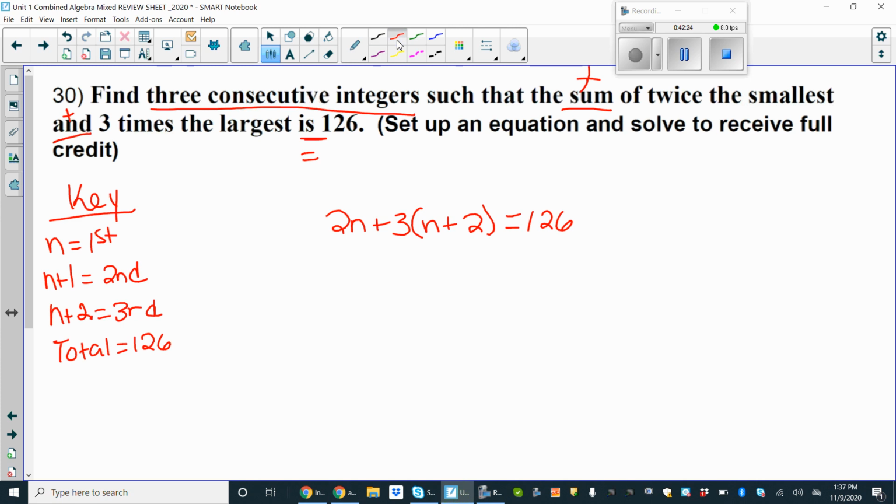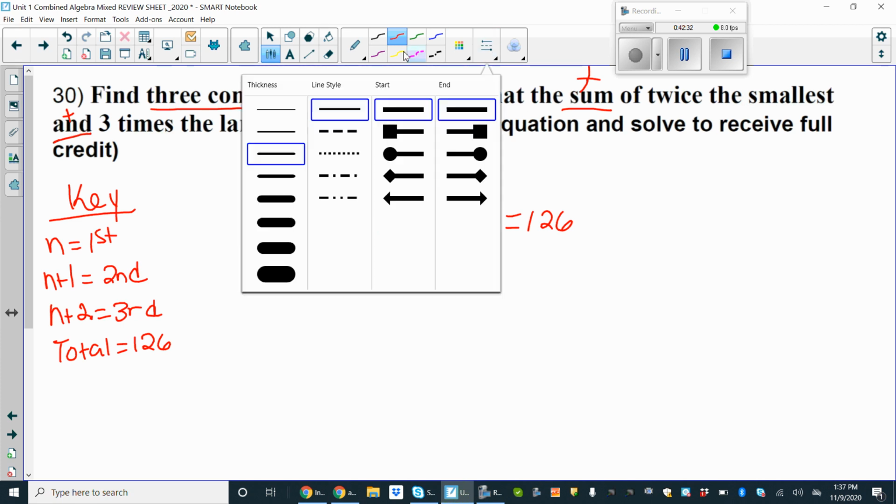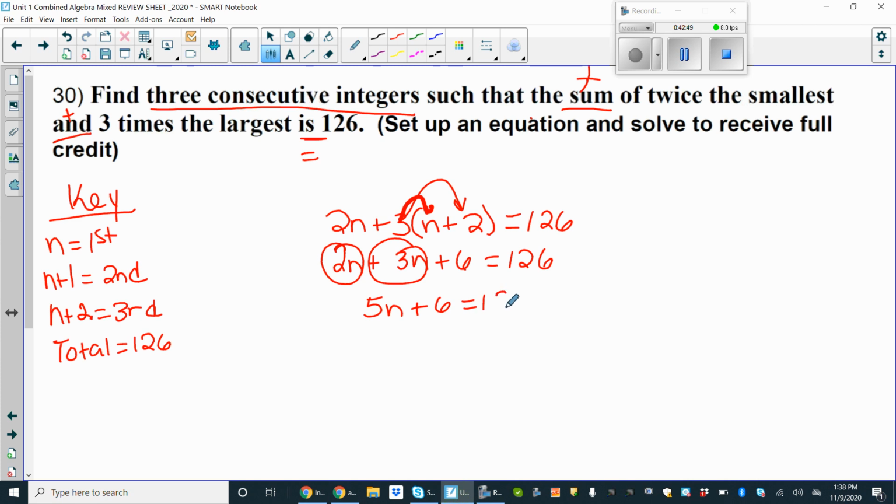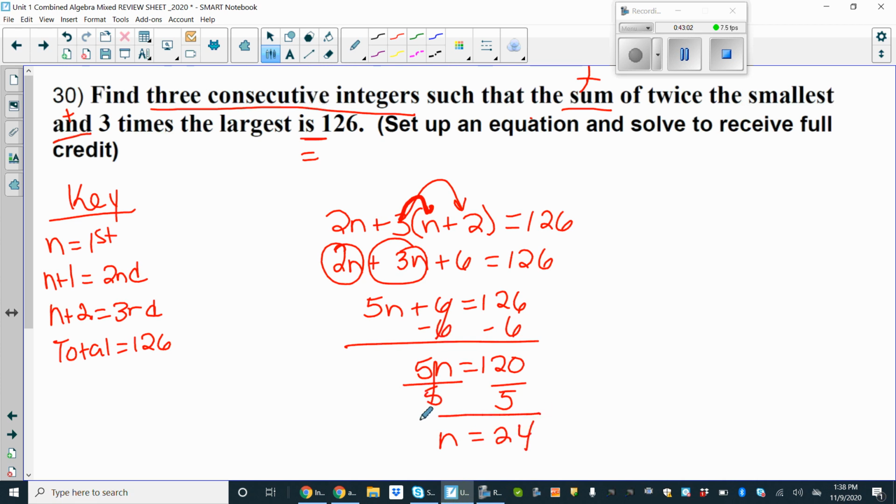So now we have twice the smallest plus 3 times the largest is 126. We have to distribute. And we're left with 2n plus 3n plus 6 equals 126. Combine the 2n and 3n, and we get 5n plus 6 equals 126. We have to isolate the variable, so we subtract 6 on both sides, and we're left with 5n equals 120. Divide by 5 on both sides, and we're left with n equals 24. So n is 24.